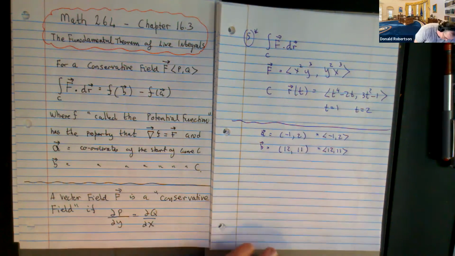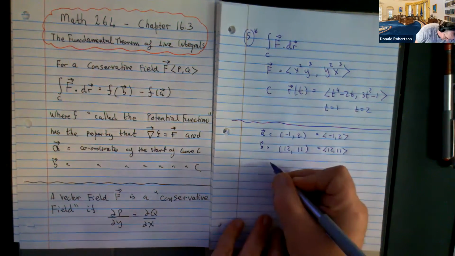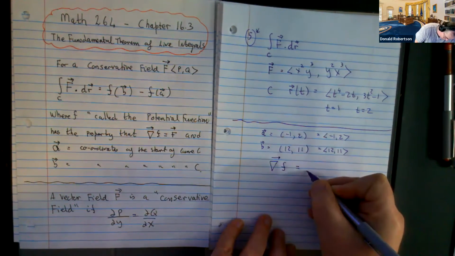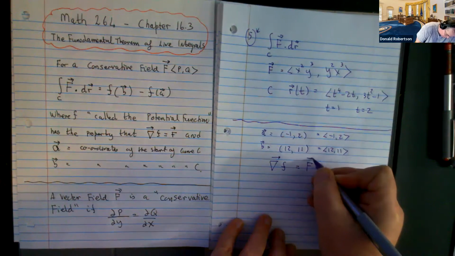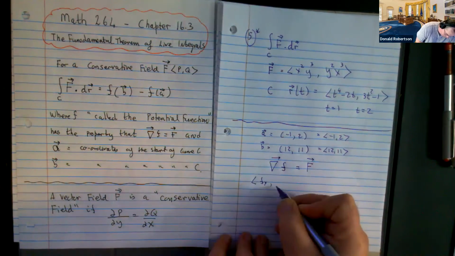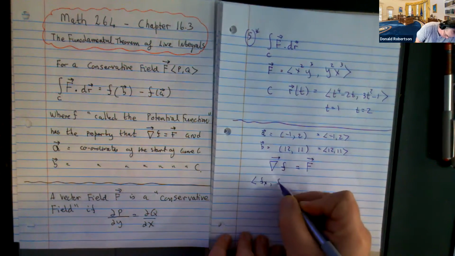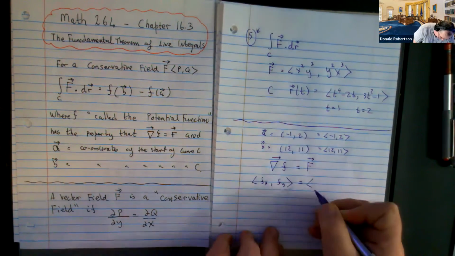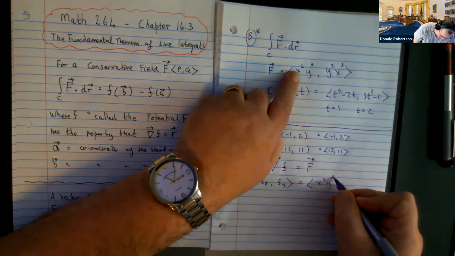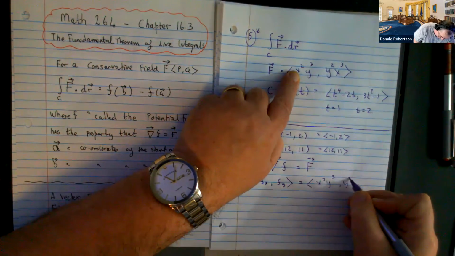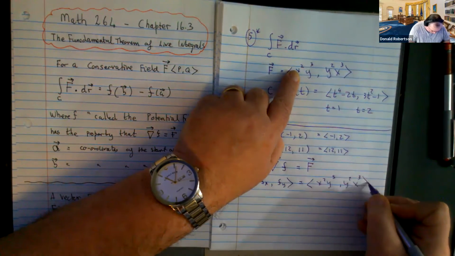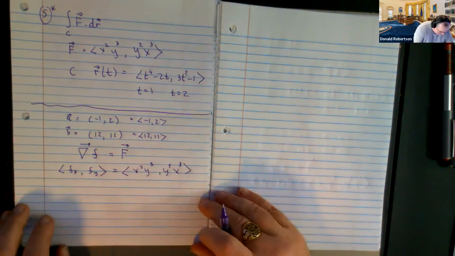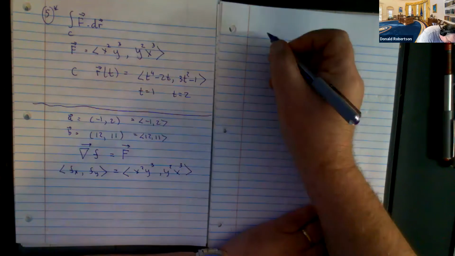Now the hard part. We have to find the potential function. We know that it has the property that its gradient, which is the partial derivative with respect to x, partial derivative with respect to y, is equal to F. So in this case, it's equal to that guy, and it's equal to that guy. And we are now going to essentially do integration and work backwards. And I think I should do it up here.